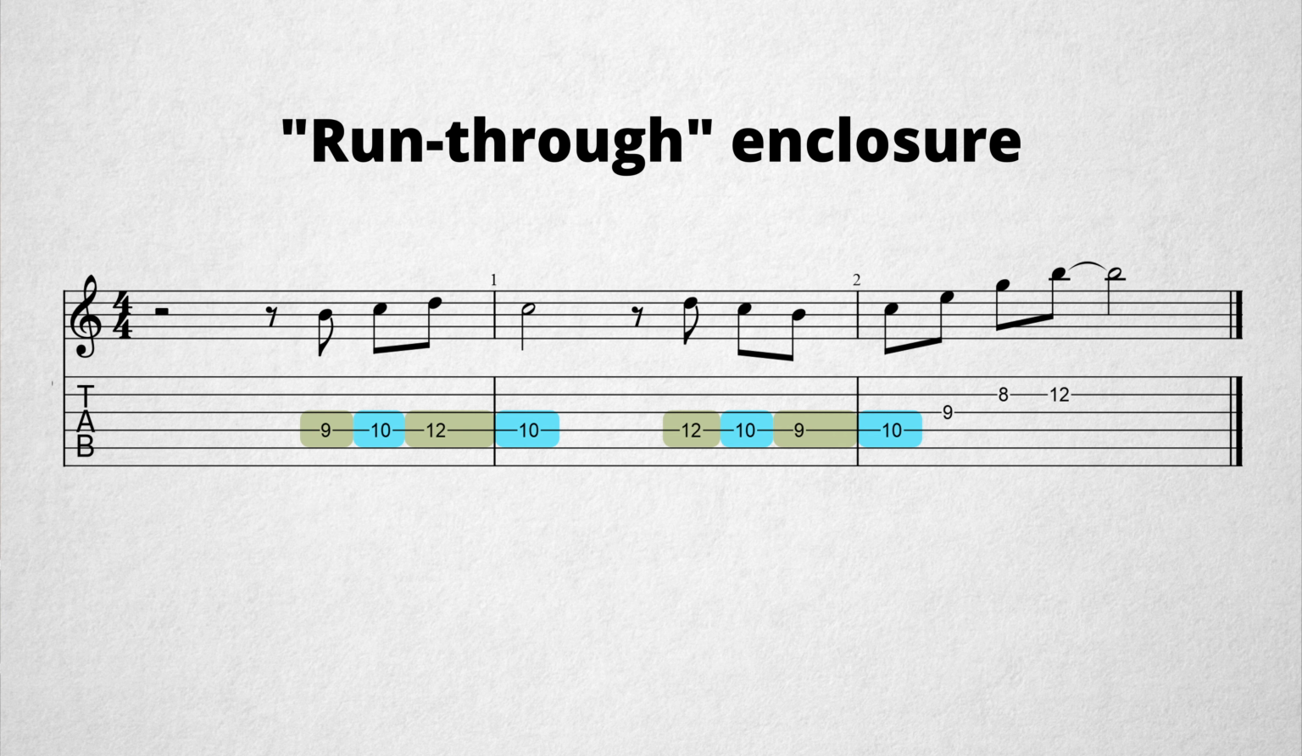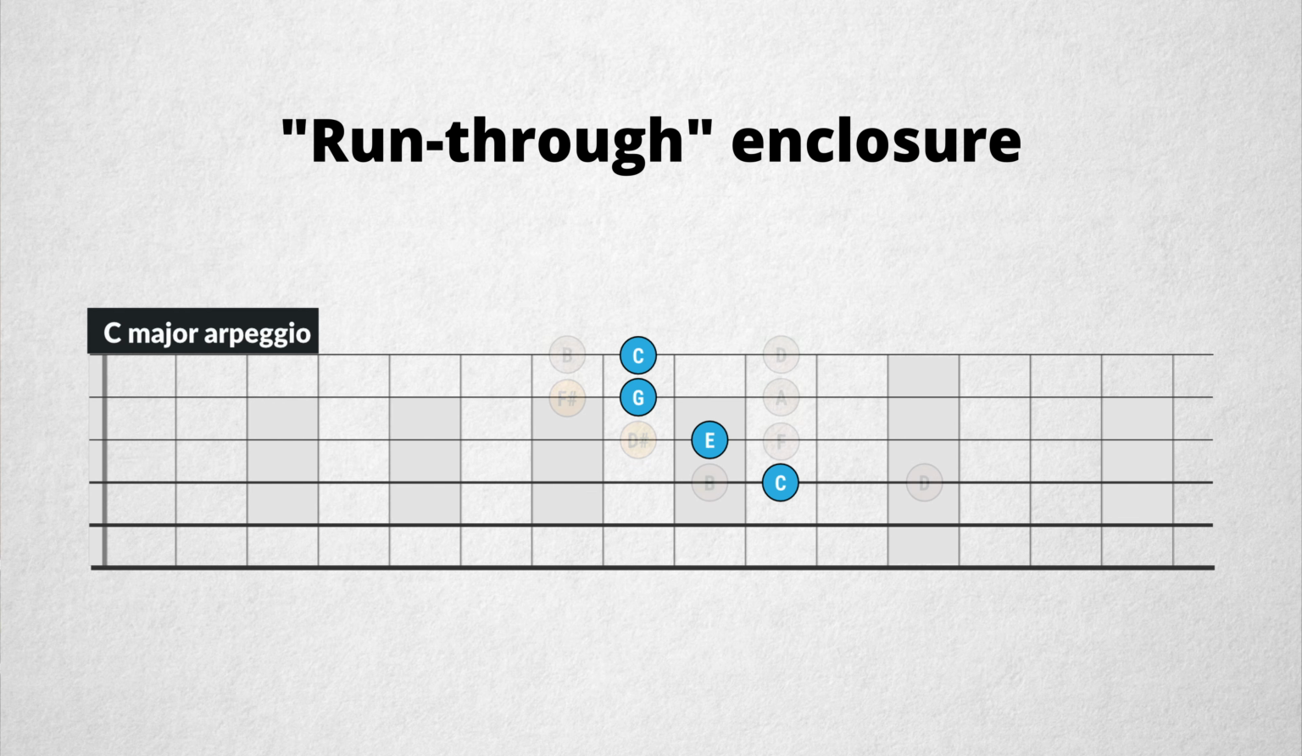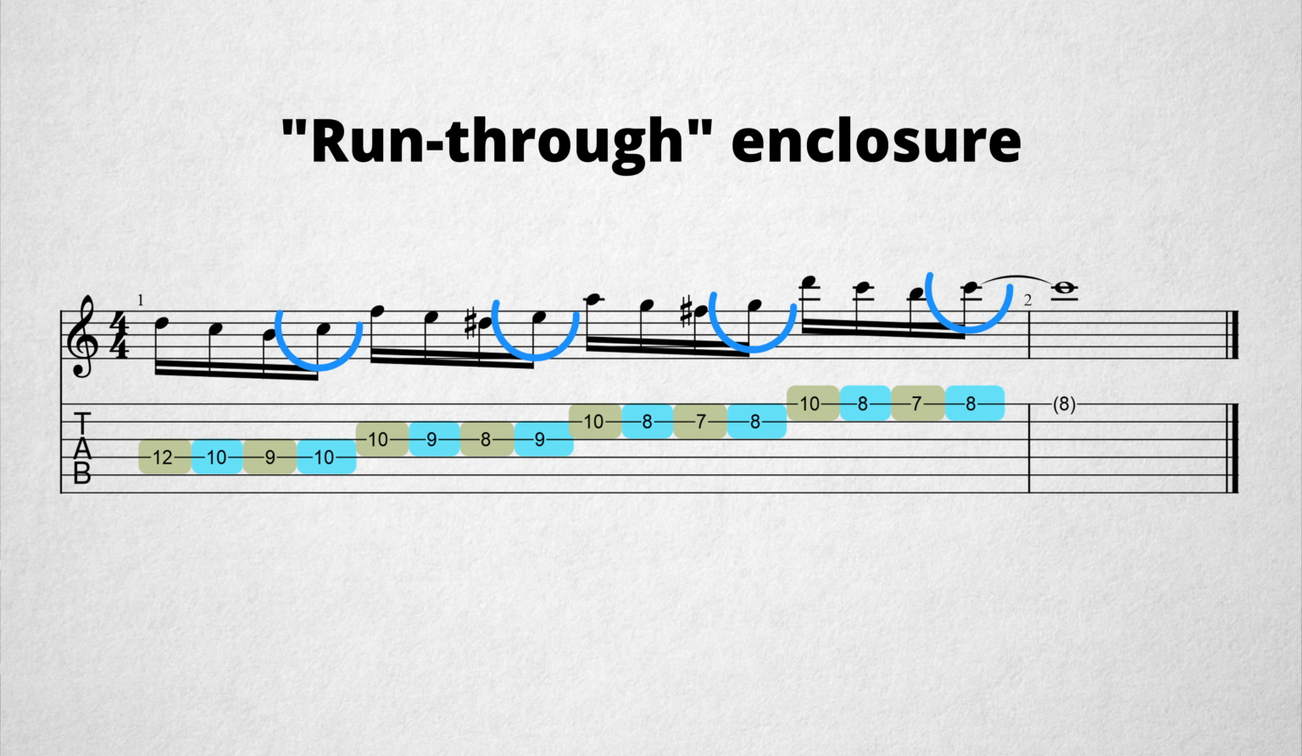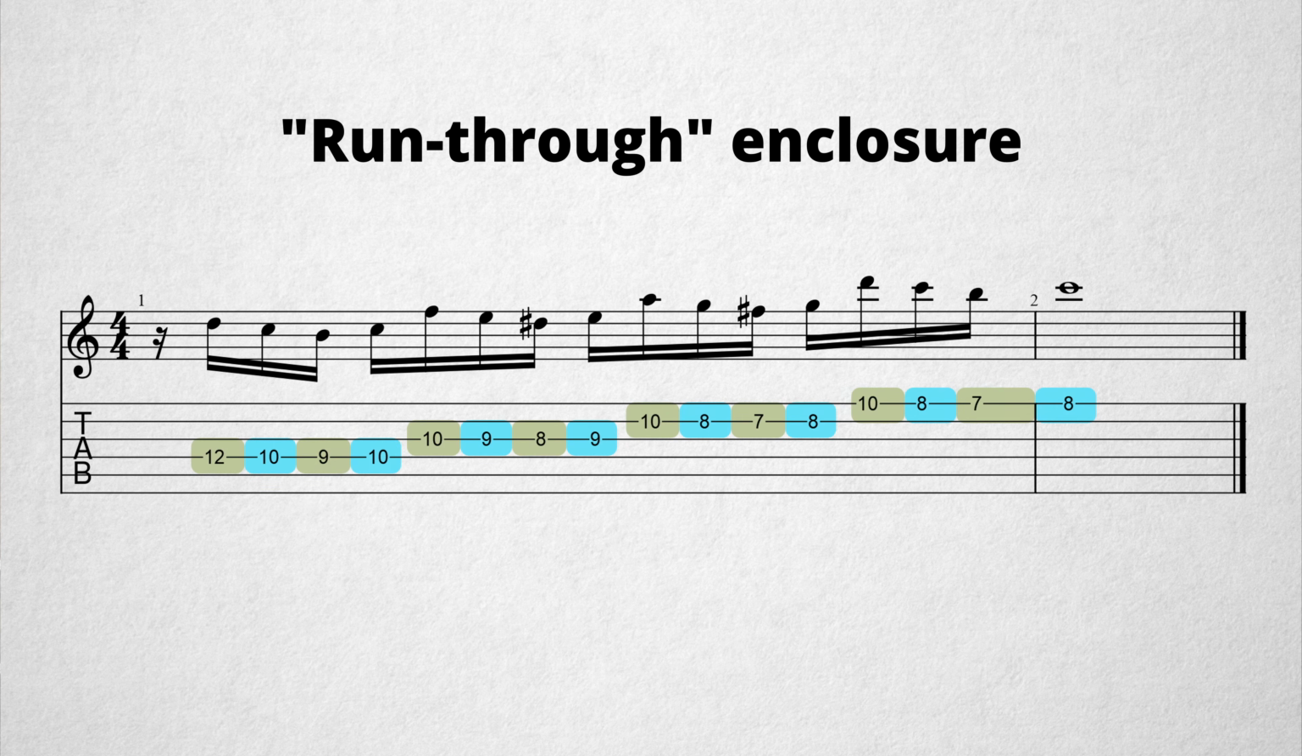Now, it can also be played as a so-called run-through, where we run through the target note to land on it again later. And we can apply this to all the notes of a C major chord arpeggio, like you see in this diagram. Now, when starting straight on the beat, the target note lies on a weak part of the beat. But starting after the beat, the target note lies on the strong part of the beat.